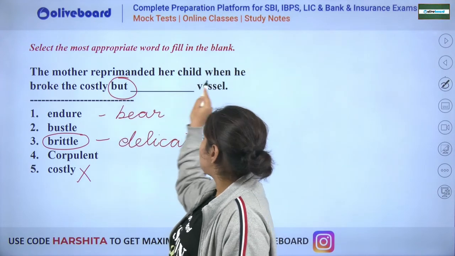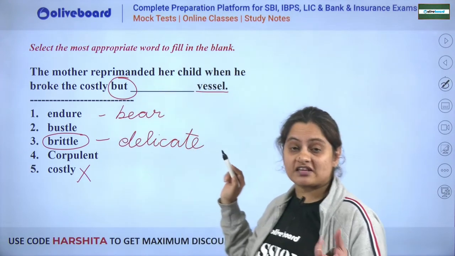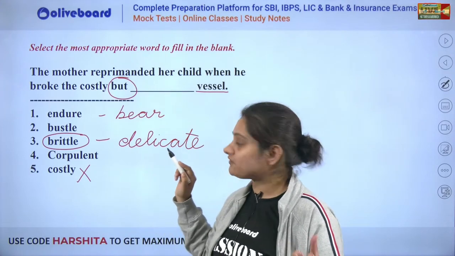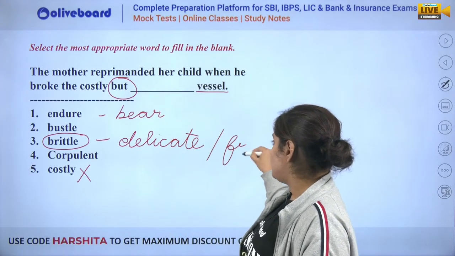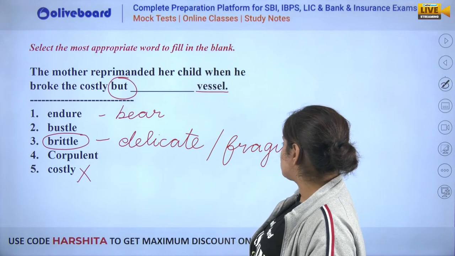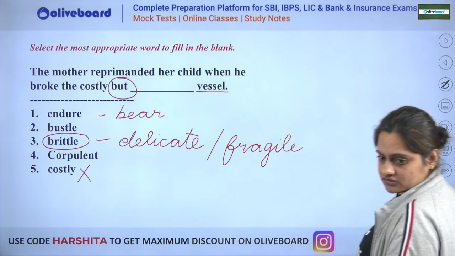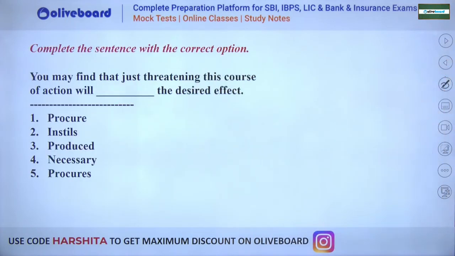But we are talking about describing the vessel. You can say, no, vessel is brittle, very, very delicate, fragile. Fragile, handle it carefully. We say, no, fragile item, brittle. Okay. Next.